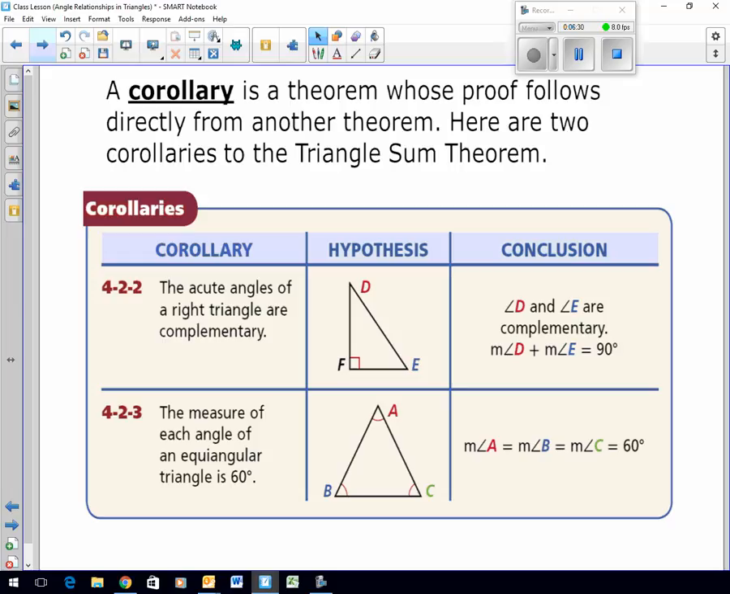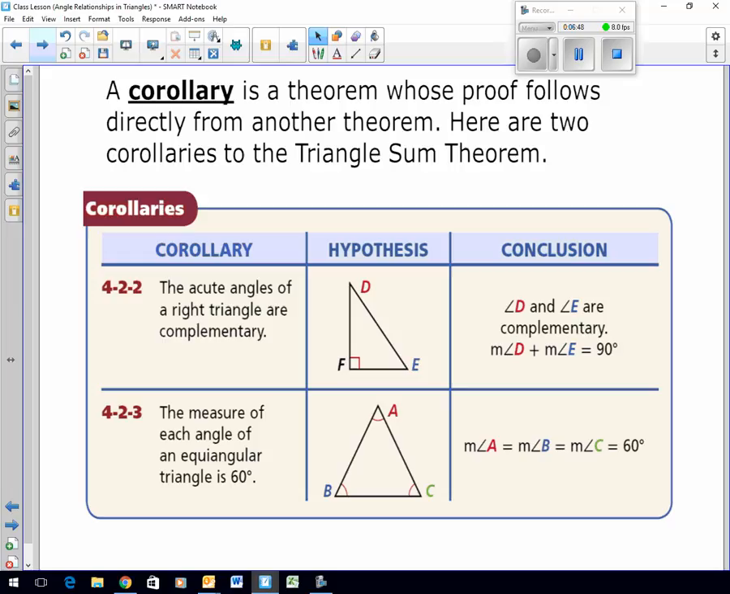No, you just write corollary and these particular definitions. Alright, why would this one be true? Why are the acute angles of a right triangle always complementary?